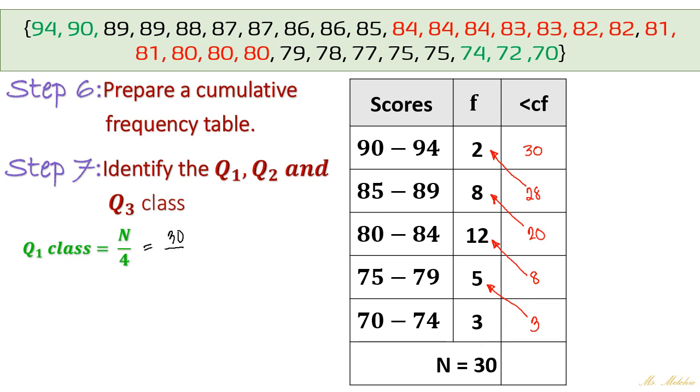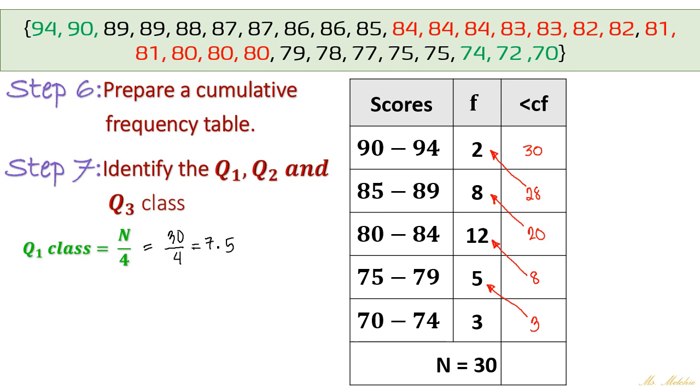So 30 divided by 4, we do have 7.5. So that means, how are we going to look this up in our table? Of course, we are going to focus, guys, on our cumulative frequency column. Now here, if you're going to interpret, the lowest cumulative frequency that we have is 3. This means that rank 1 up to 3 belongs to class 70 to 74. So the lowest top 3.